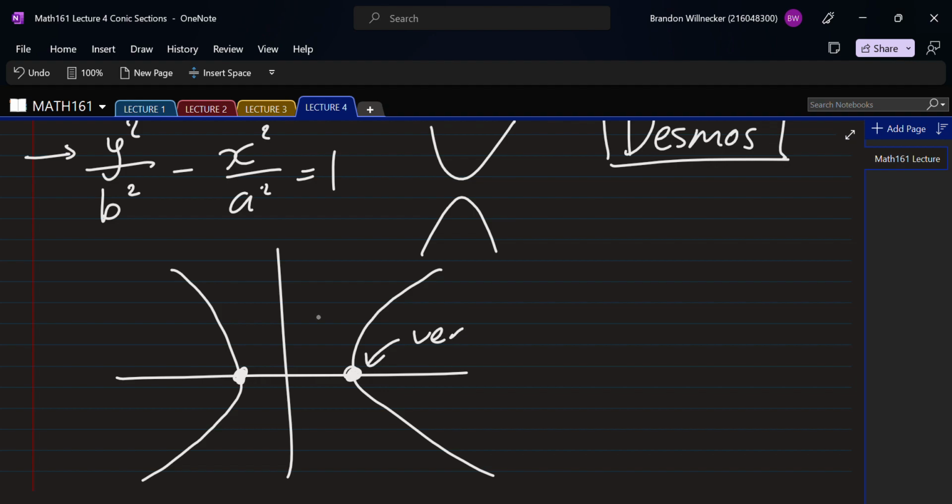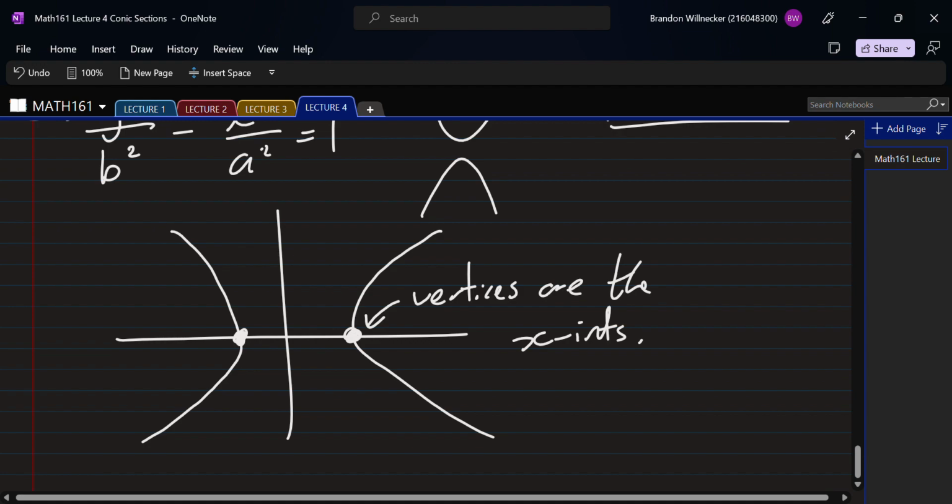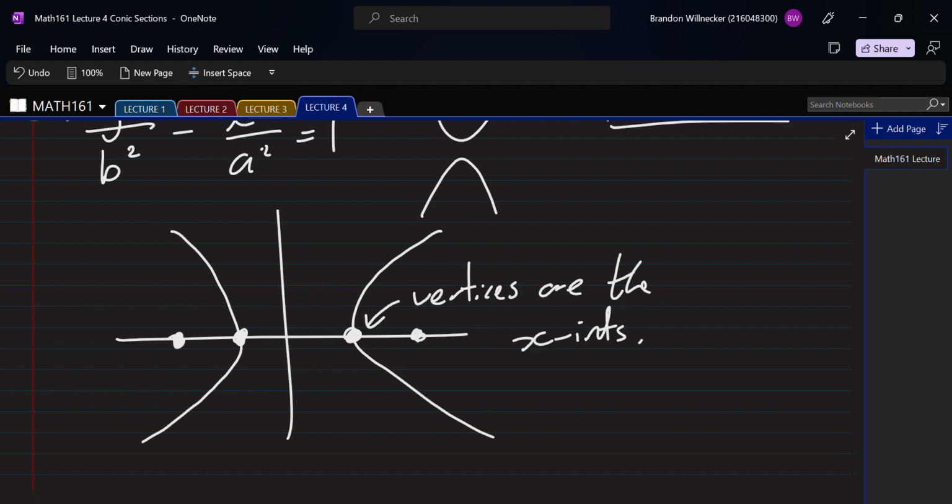So here the vertices are the x-intercepts. If we were dealing with the vertical picture, then the vertices would be the y-intercepts. But this is only if it is not shifted. If we have a shifted hyperbola, then these will, of course, shift with it. And then the foci, that's somewhere here and somewhere here.